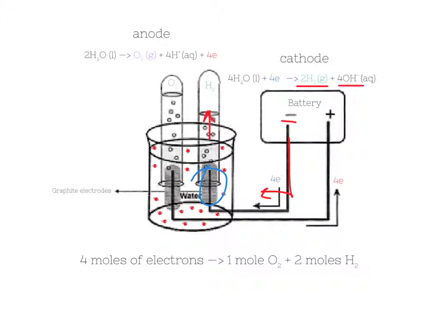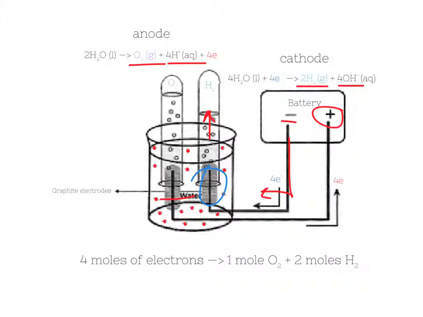Now at the anode, electrons are removed from the water, and this is why it is connected to our positive terminal. And they actually enter the electrode. This completes the circuit, so current can flow, what goes in must come out. 1 molecule of oxygen is produced, as well as 4 molecules of H+.